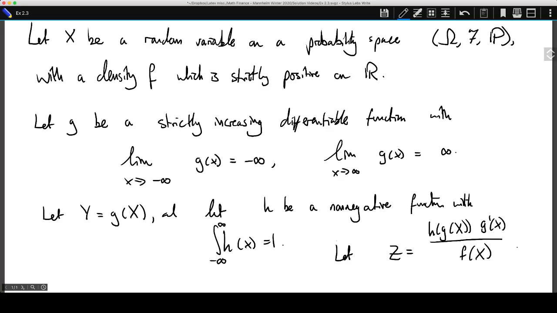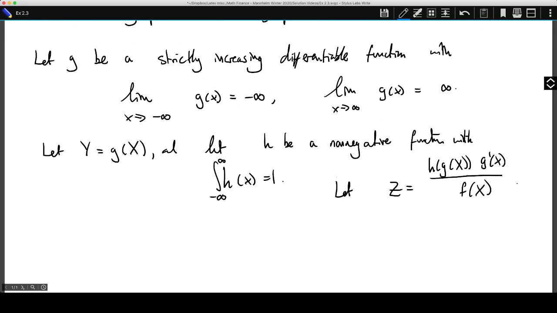And let Y equal g of X, and h a non-negative function which integrates to 1 on the real line. And finally we let Z equal this combination of all the things that we just defined: h of g of X multiplied by g dash of X, that's the derivative of g, all divided by f of X. That's of course another random variable. In part A, we need to prove that Z is non-negative and it has expectation 1.